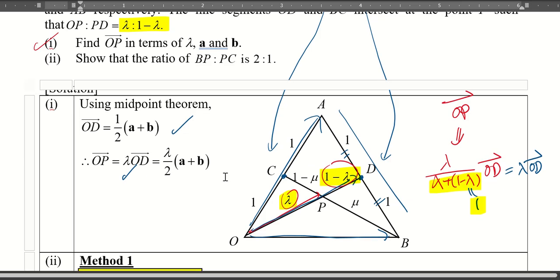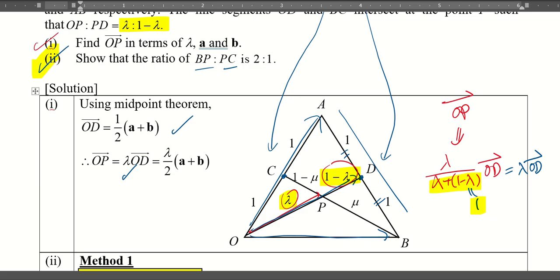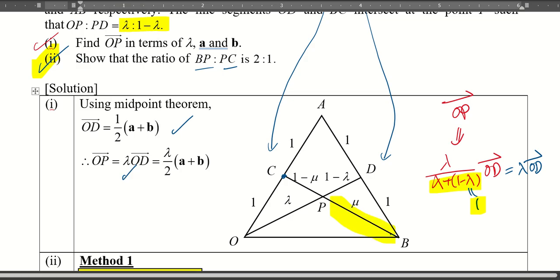So we have expressed OP in terms of lambda, A and B, answering the first part. Now, second part: can you show then that the ratio of BP to PC is 2:1? Let me clear this. So the next part is this. We want to show that BP to PC is 2:1.